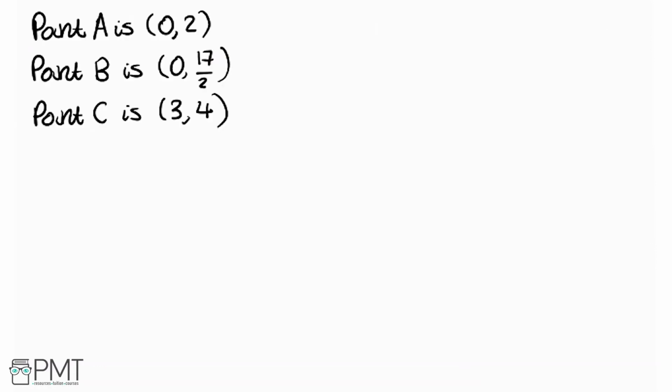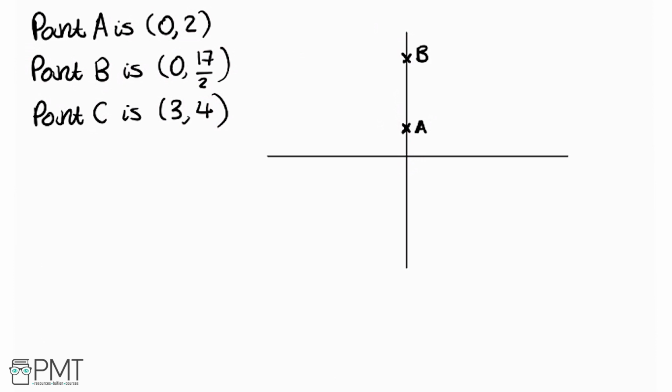We managed to get to this point where we know point A is (0, 2), B is (0, 17 over 2), and C is (3, 4). Now, to visualize this roughly, I'm going to draw a set of axes. Point A is (0, 2), so somewhere around here, and I'll label that as A. Point B, again, is at x equals 0, so here. 17 over 2 is 8.5, so that's higher up than 2, somewhere roughly up here. We just want to get the relative positions correct.